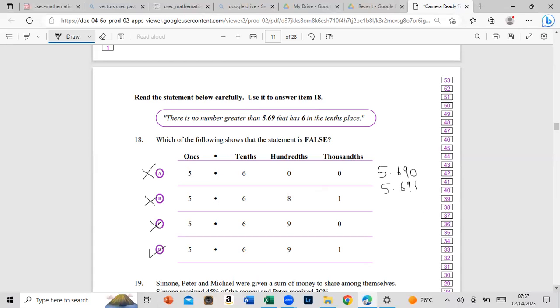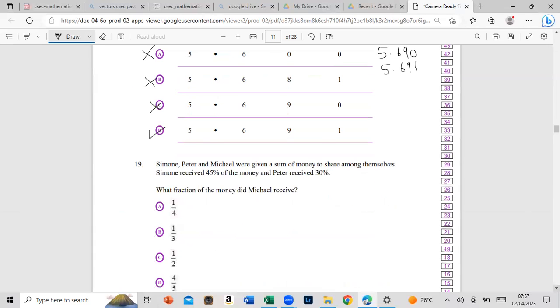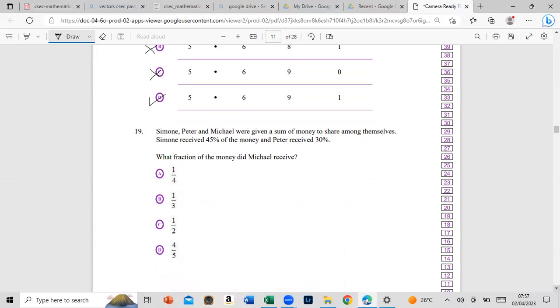Alright, let's look at 19. Simone, Peter, and Michael were given a sum of money to share among themselves. Simone received 45% of the money and Peter received 30%. What fraction of the money did Michael receive? Notice they're asking for fraction. They give us percentage and they ask us for fraction. But we can easily find it.